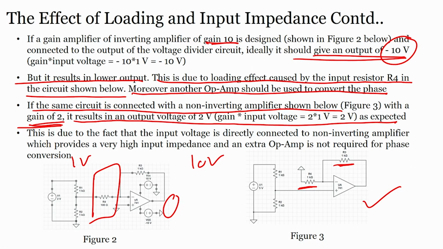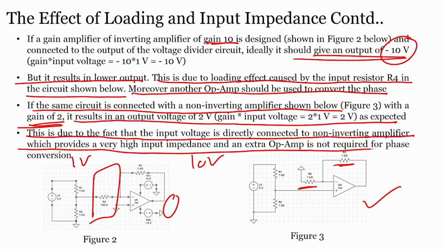We have seen inverting amplifier 180 degree phase shift, non-inverting amplifier no phase shift, right. This is due to the fact that the input voltage is directly connected to the non-inverting amplifier, which provides a very high input impedance and an extra op amp is not required for phase conversion.